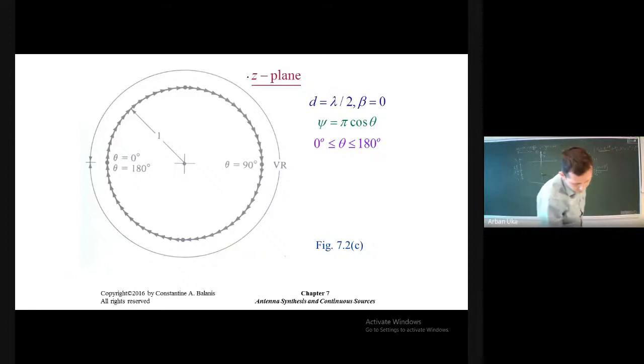60, 120, and 180. 60 is here. This is another 60. And so apparently we want to measure 0 here, here, here, and here. And let's also assume for a moment, so these are the nulls. This is equal to 0, 60, 120, and 180.